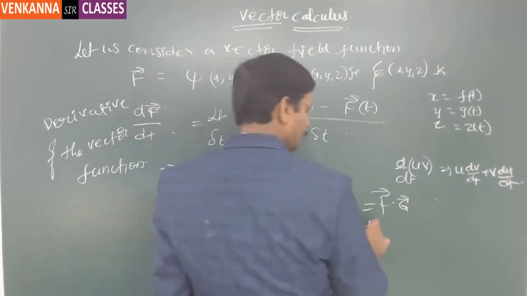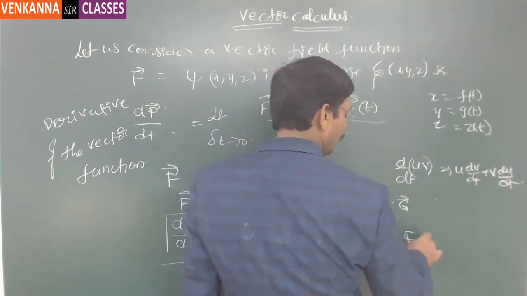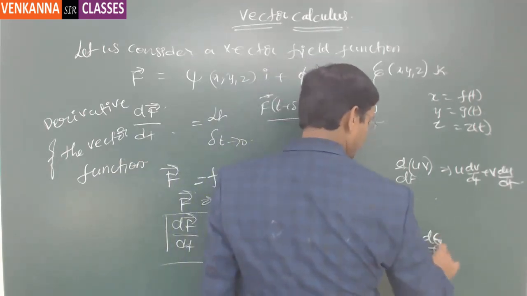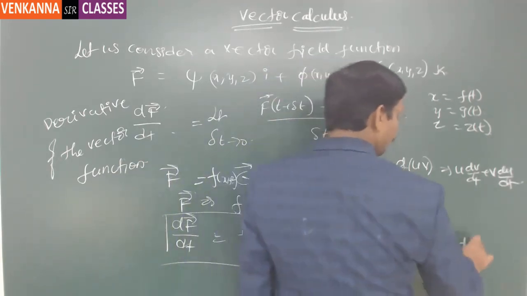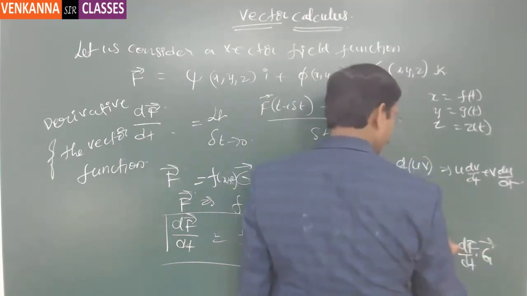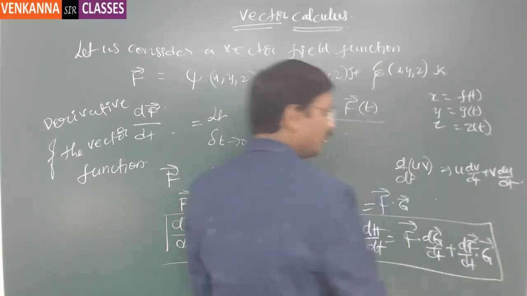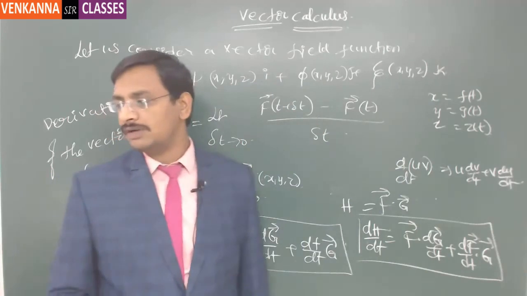So here dh by dt, if you want to find out, is f dot dg by dt plus df by dt dot g. So this is how you will find the derivative of the function if there is a scalar product between two different vector fields.